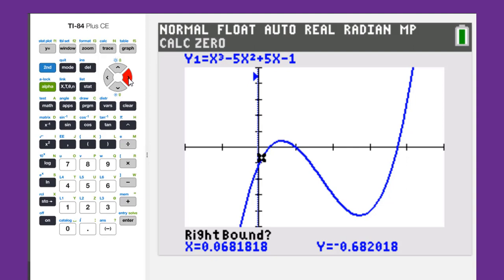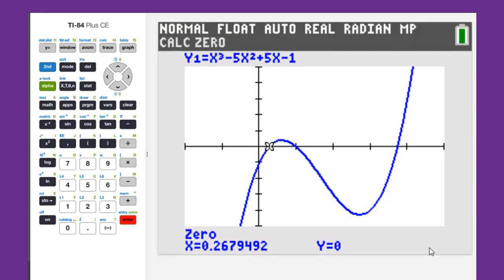Then I move the arrow to the right side of this zero. Then I press enter. Enter again. Then it gives you the zero, which will be 0.268.